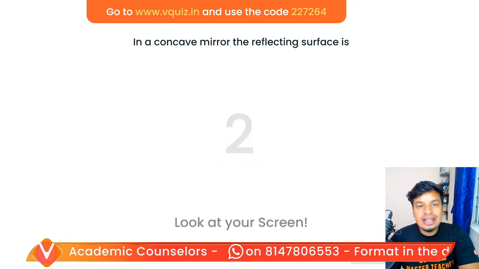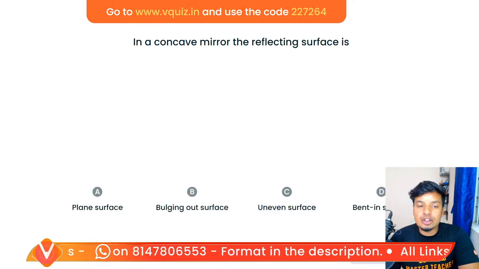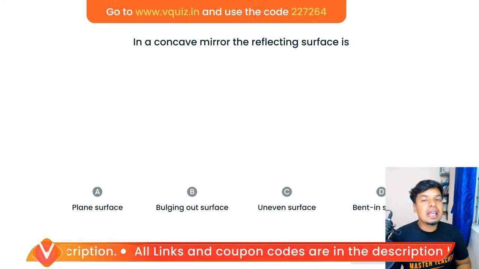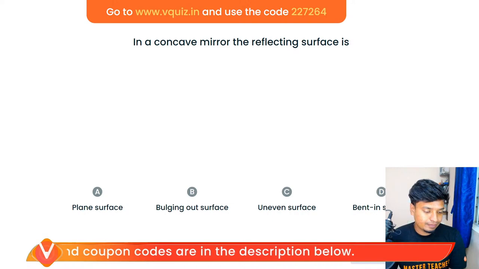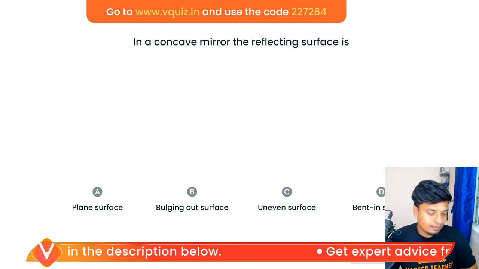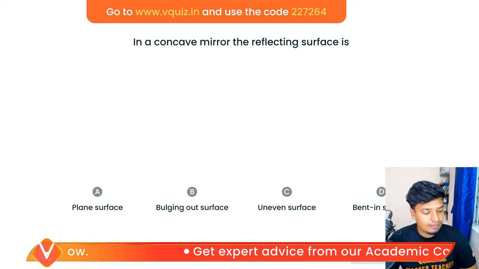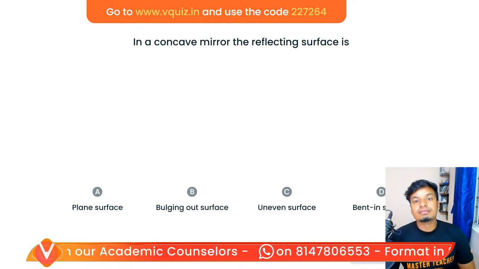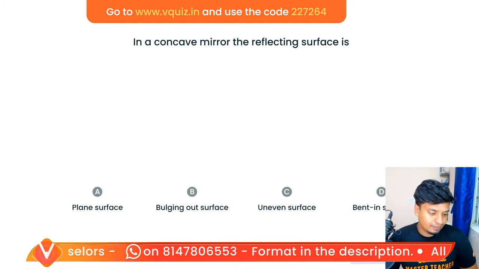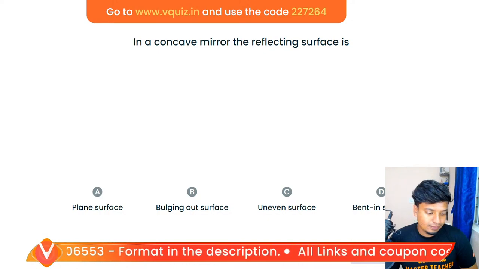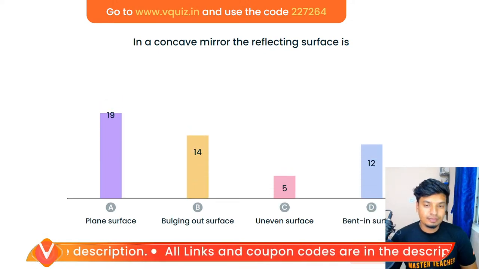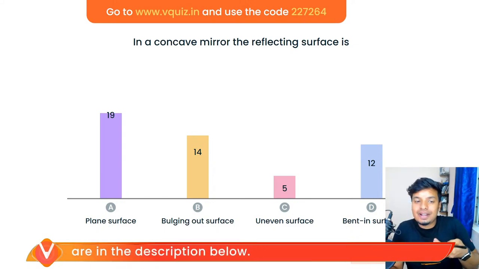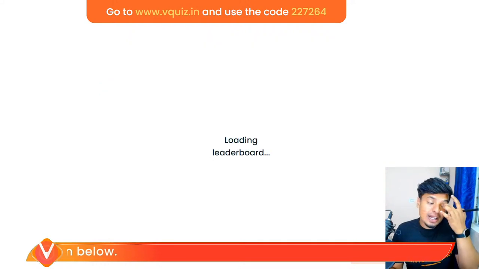In a concave mirror, the reflecting surface is dash. Plane surface, bulging out surface, uneven surface, bent in surface. In a concave mirror, what is the reflecting surface? Guys, concave, what do you do in a cave? You go inside. So it is bent in surface. It's a bent in surface. Why confusion?